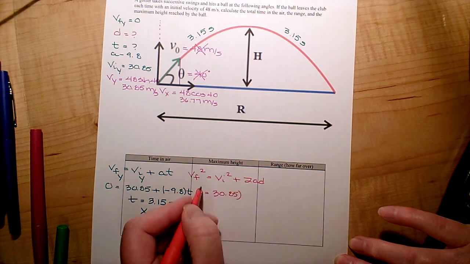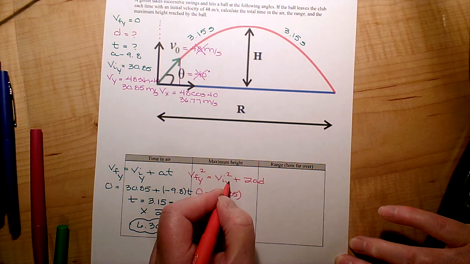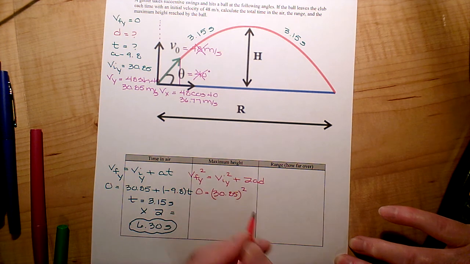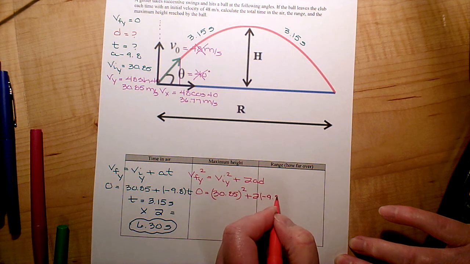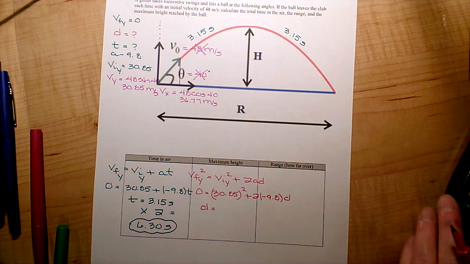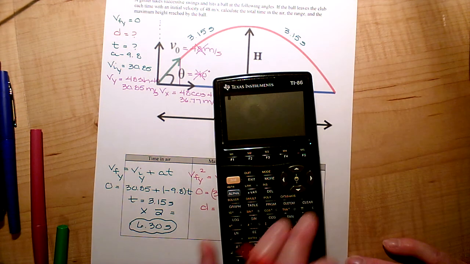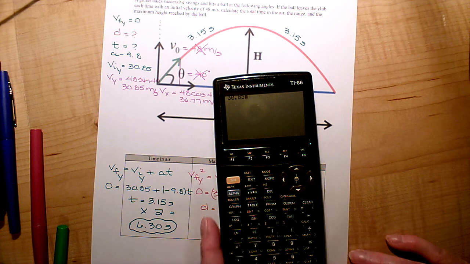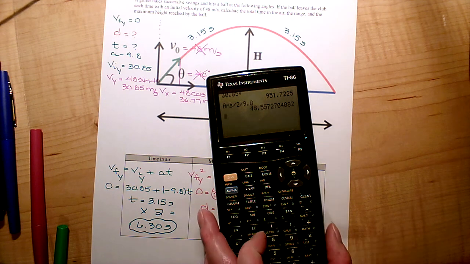30.85. Oops, I forgot to put the y's. That's the final velocity in the y direction, and that's the initial velocity in the y direction, plus 2 times negative 9.8, since it gets slowed down by gravity, and a D. All right, I've got to move that 30.85 to the other side, which then lets me make everything positive. So 30.85 squared divided by 2 divided by 9.8 will turn out to be 48.56.